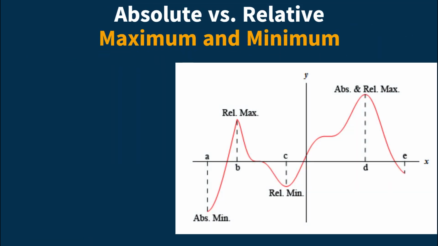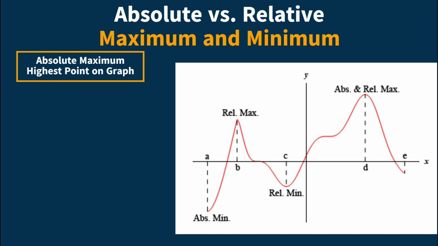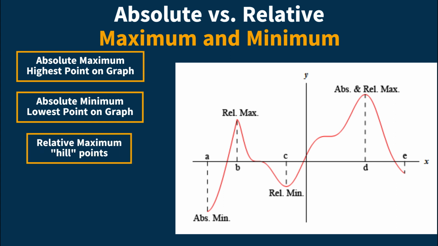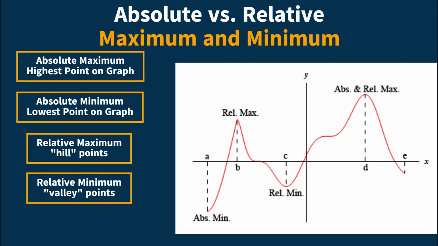Absolute versus relative maximum and minimum. Absolute maximum is the highest point on the graph. Absolute minimum is the lowest point on the graph. Relative maximum occur at hill points. Relative minimum occur at valley points. One thing to note, a point can be both an absolute and relative value.